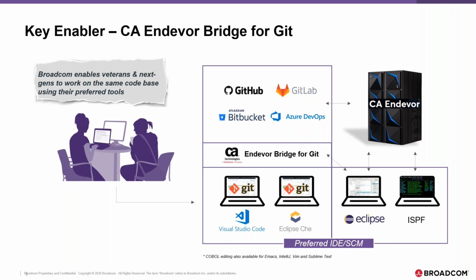Most organizations use one of these 4 commercial enterprise Git servers: GitHub, GitLab, Bitbucket, Azure DevOps. The Bridge for Git supports all of them. Here's an added benefit that you may not realize. While Git Bridge allows developers who know and love Git and VS Code to use it for their mainframe development, at the same time, it allows veterans who love Endeavor and either ISPF or Eclipse to continue to use them. This is essentially the best of both worlds.